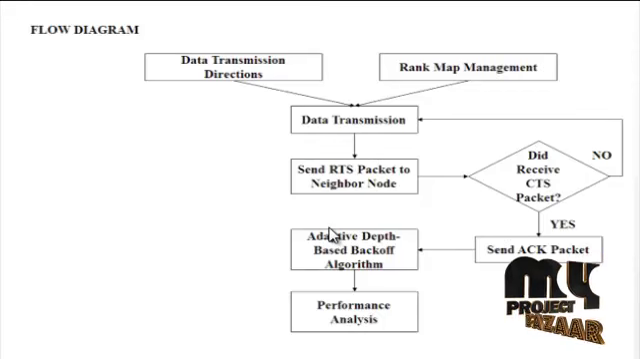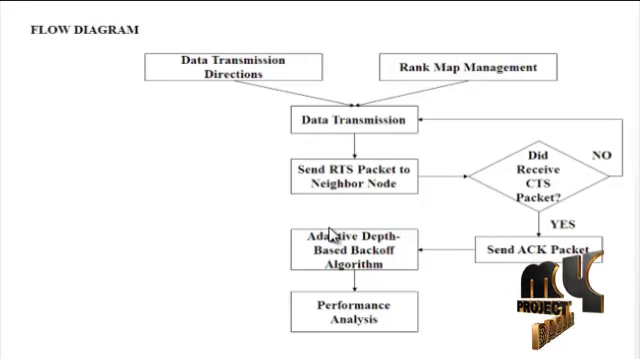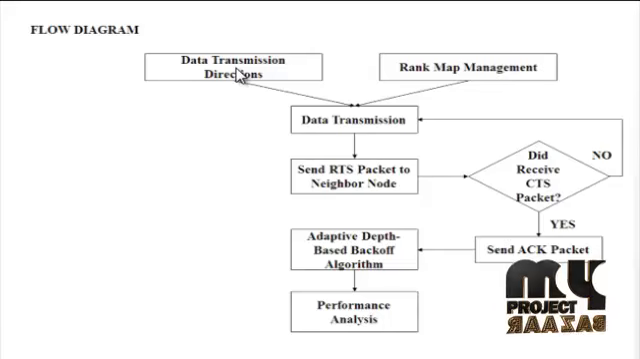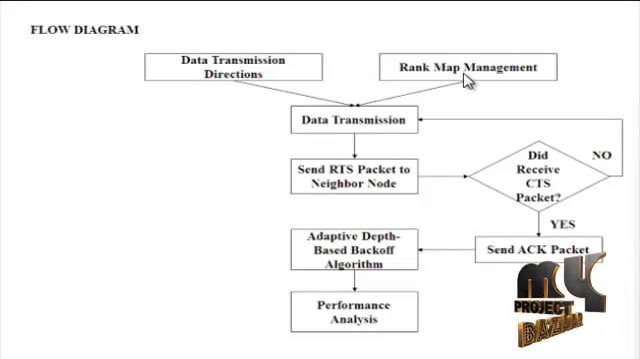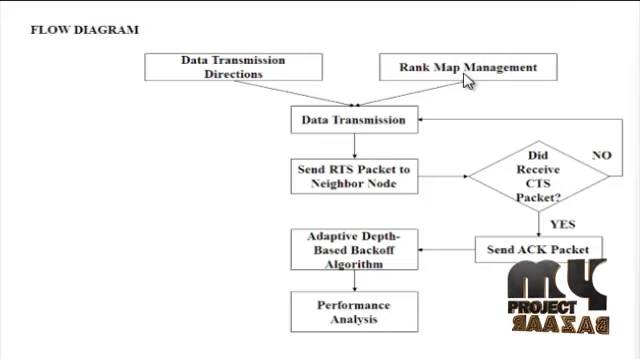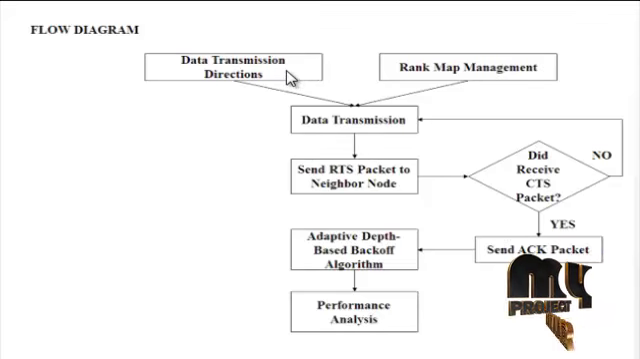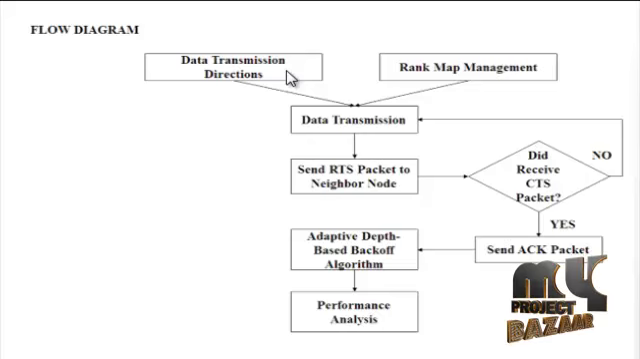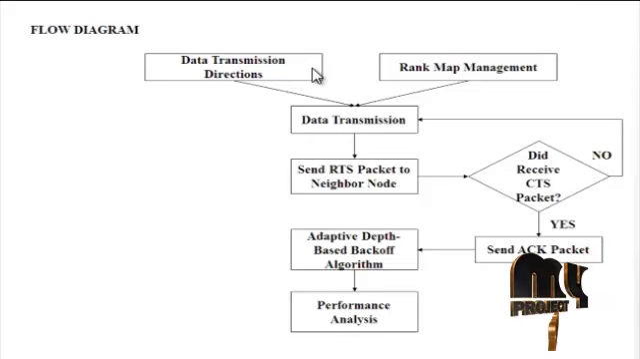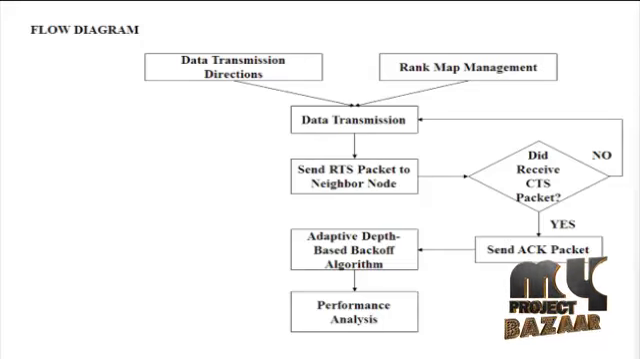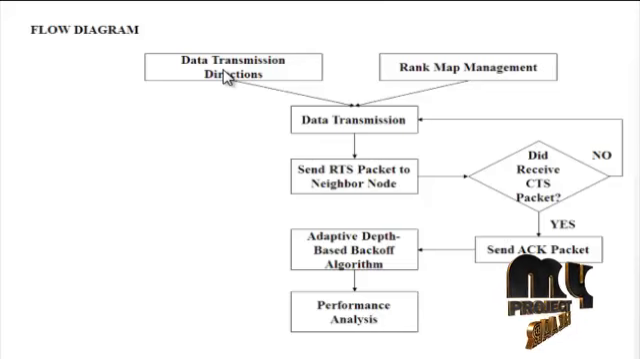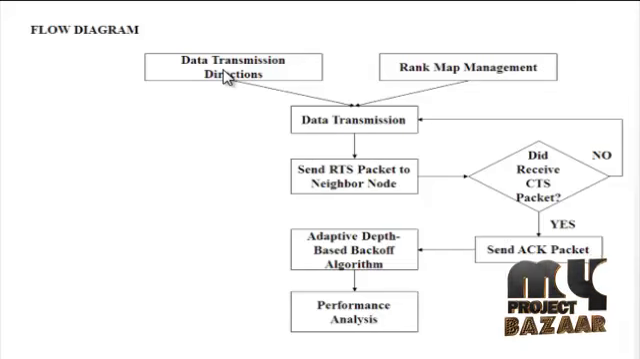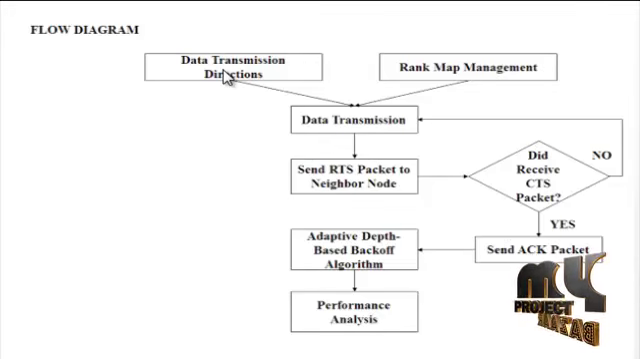Let me discuss the flow diagram for our process. Initially, the system model is designed. In this system model, data transmission direction and rank map management are performed. In data transmission direction, the DBR-MAC protocol provides an accurate estimation of transmission delay between nodes. Each node can count the neighbor's hops for transmission. In the data transmission stage, all the underwater sensor nodes must transmit packets to the floating sink node.